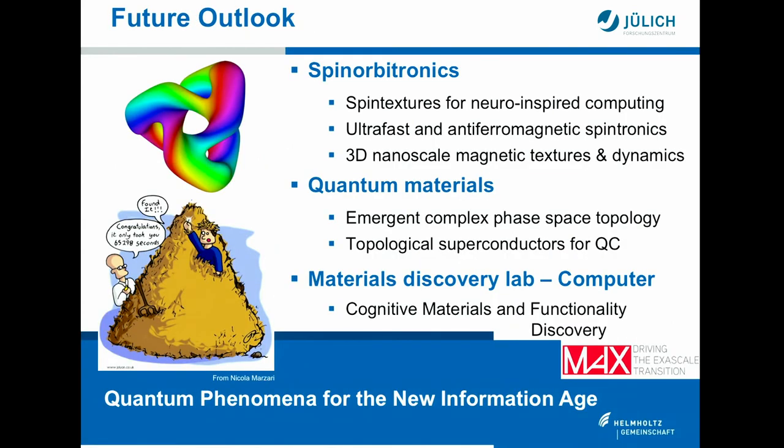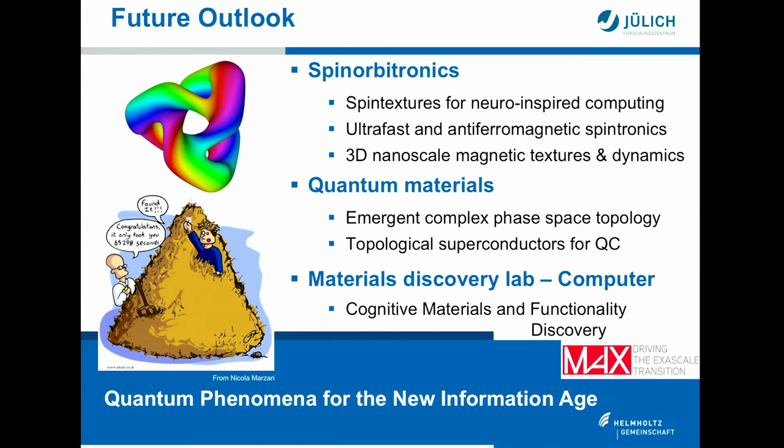So by this I'm coming to an end. The field of spin orbitronics, the field of quantum materials, is a very rich one. We look at spin textures for neuro-inspired computing, ultra-fast and antiferromagnetic spintronics. A very big field which is coming up is three-dimensional nanoscale magnetic textures and dynamics. In America, they build new synchrotrons to detect it on a scale of three-dimensional 20 nanometer structures, magnetization solitons in three dimensions. We look at emergent complex phases in complex high-dimensional topologies.